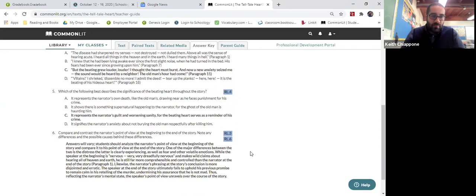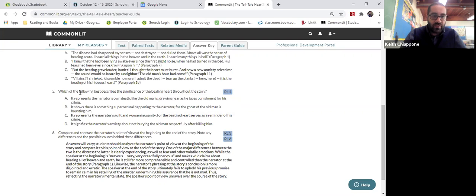All right. Which of the following best describes the significance of the beating heart throughout the story? This is RL4, which means determine the meanings of words and phrases as they are used in a text, figurative and connotative meanings. Analyze the impact of a specific word choice on meaning and tone. So there is a little bit about guilt in this story. We talked about that on Monday when we first read the story.